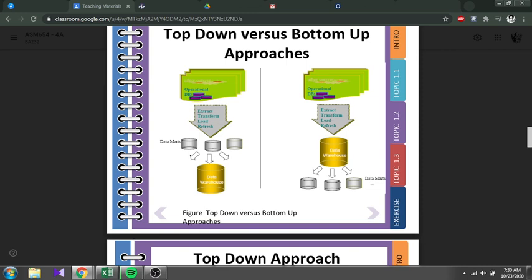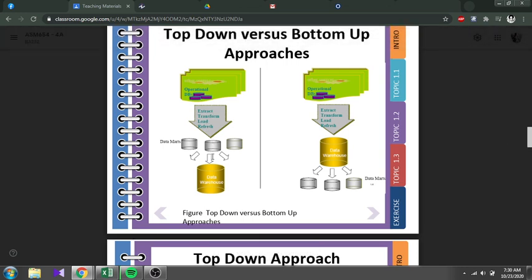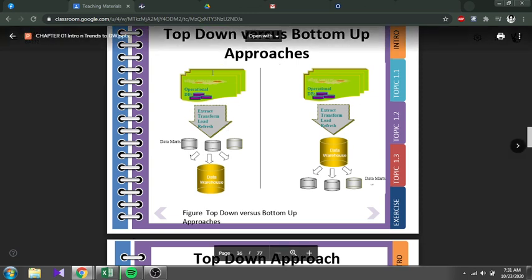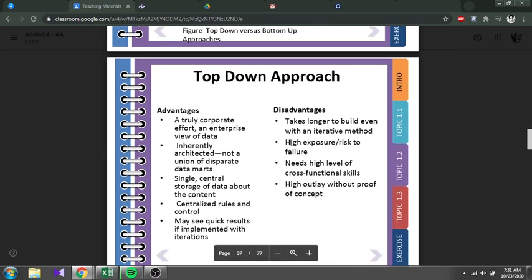Macam tu. So I think this one bottom up, this one top down. So nanti I'll clarify on this picture, but this one is memang confusing. Okay, which one do you think is bottom up? Which one is top down? Okay, you give me your answer later on.